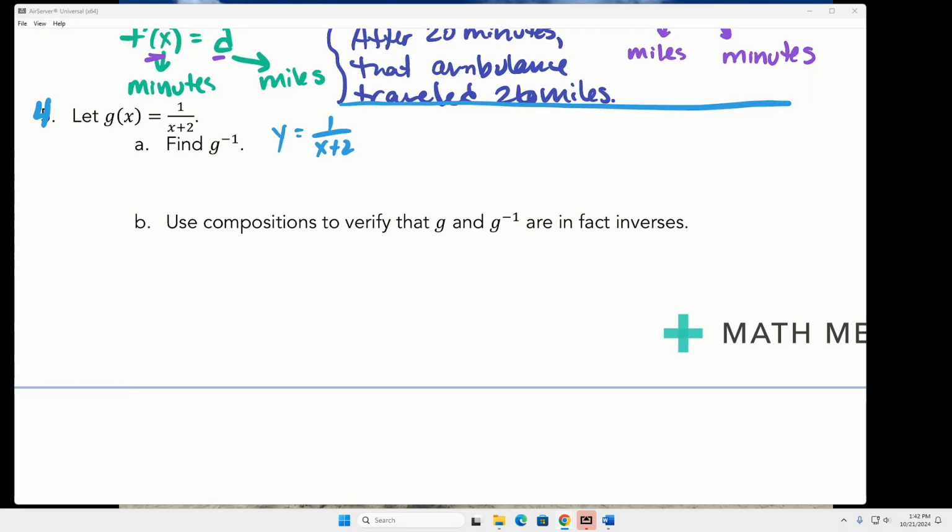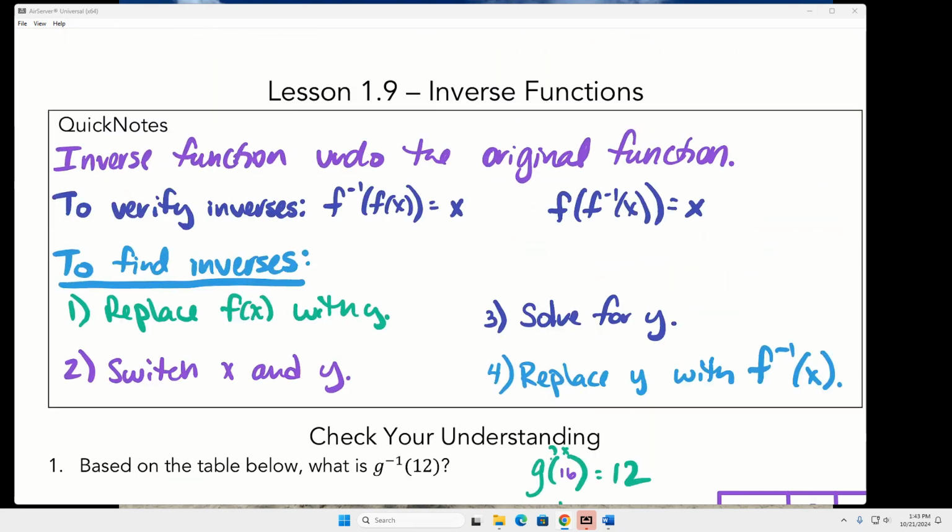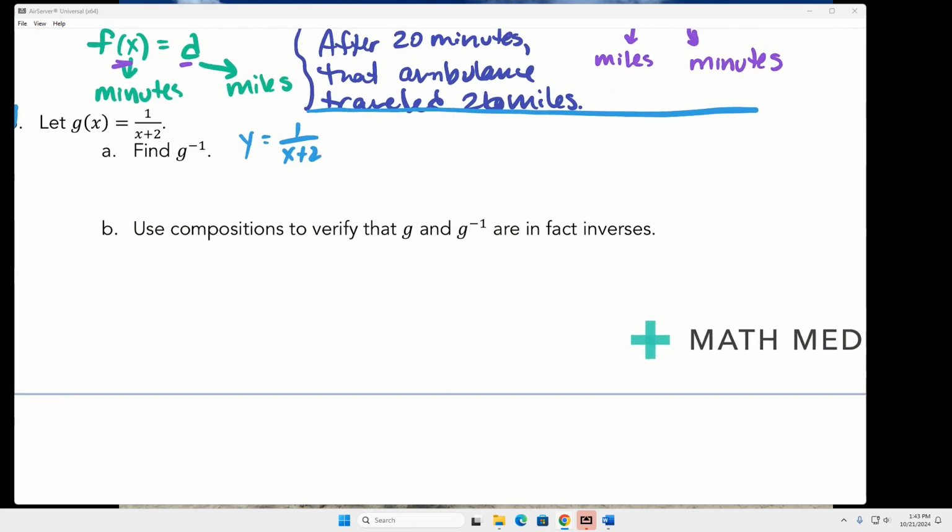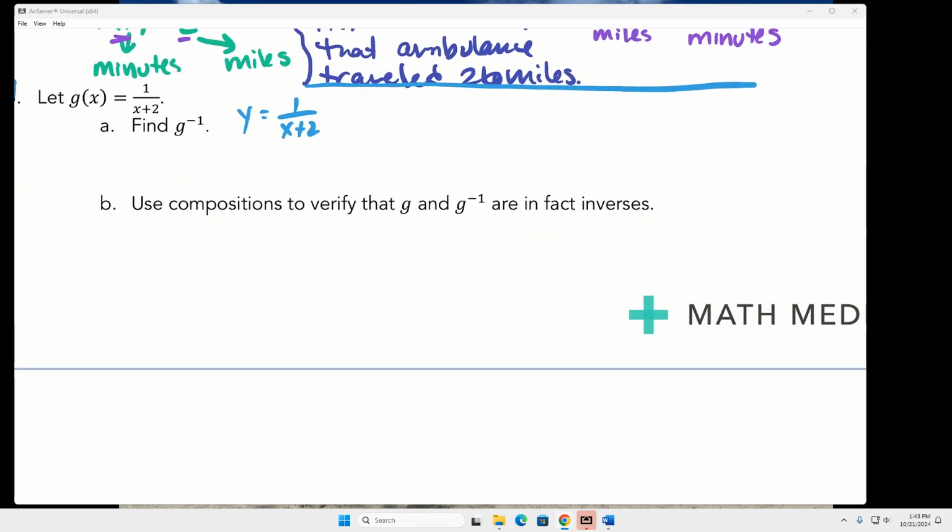All right. The second step is to switch x and y. So I'm going to make my y an x, and I'm going to make my x a y. Nothing else gets switched but those two variables. You don't move numbers with them, you just move the variables. All right, and then this is the longest step. We're going to solve it for y.